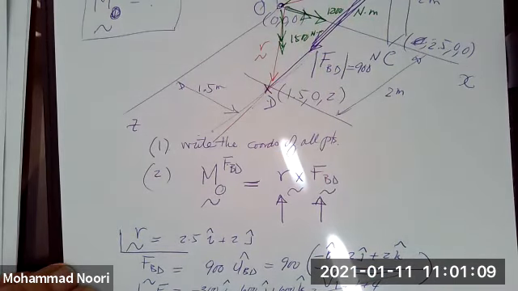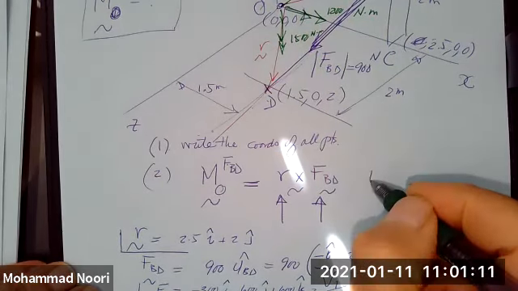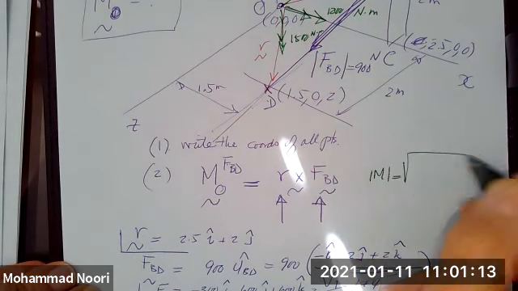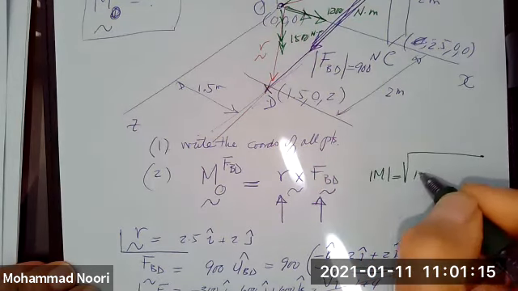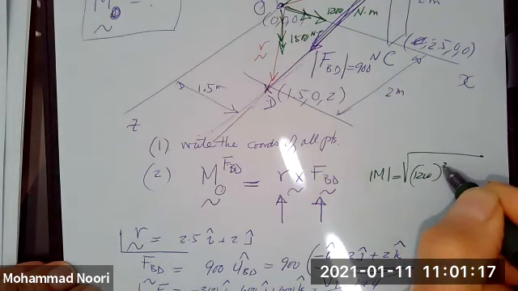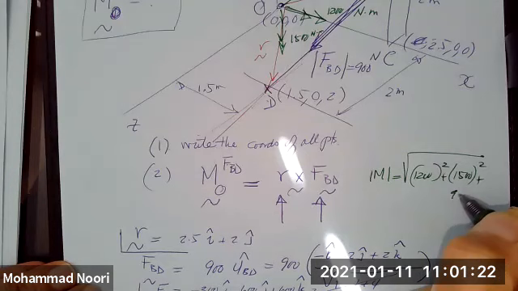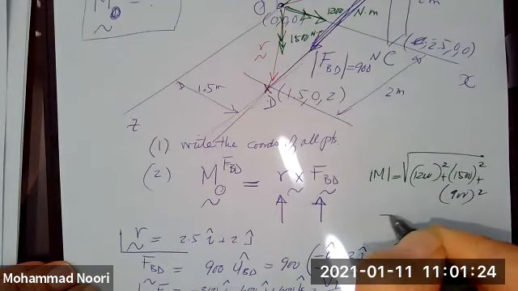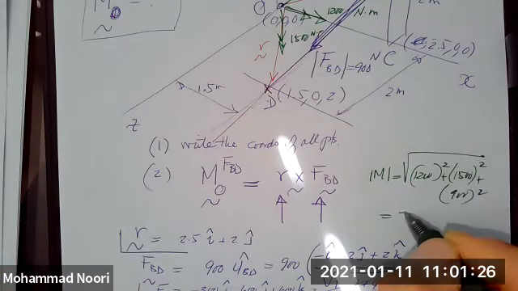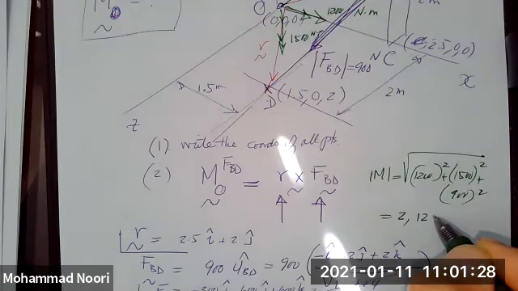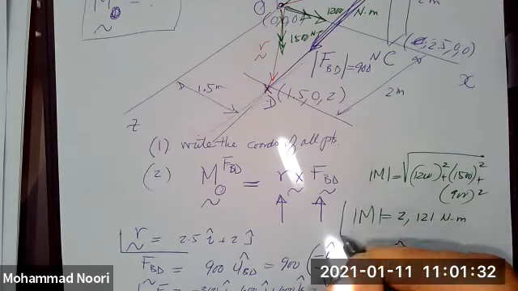But what is the magnitude of this moment? Magnitude is easy. Magnitude would be the square root of the sum of these squared. Okay, 1200 squared plus 1500 squared plus 900 squared. If you calculate that, you'll end up with 2121 Newton meter.